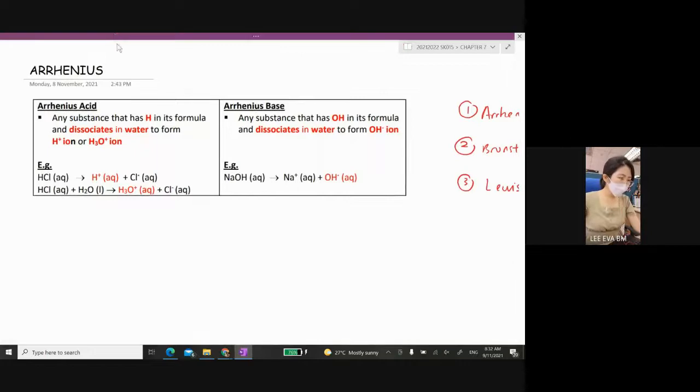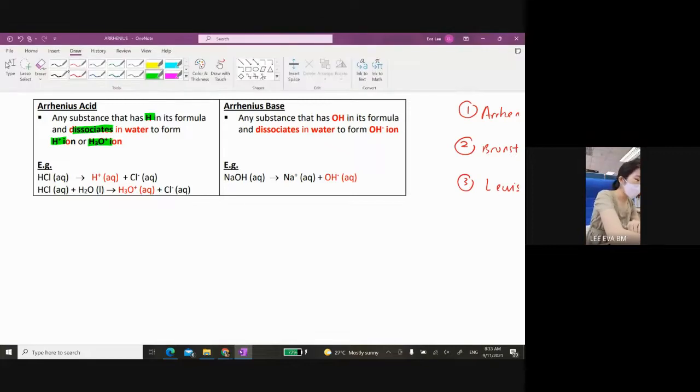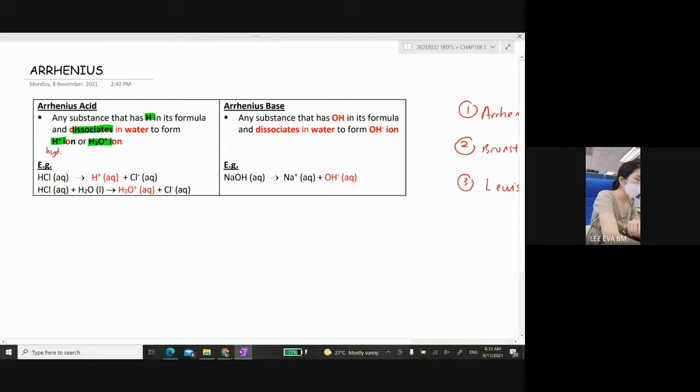So Arrhenius over here refers to any substance that has hydrogen in its formula, and it can dissociate in water to form the proton or H plus ion, or H3O plus, the hydronium ion. Okay, hydrogen ion or hydronium ion. Boleh catat dia punya nama. So this one is hydrogen ion, or sometimes we mention as proton with H plus. H3O plus, this one is hydronium ion.